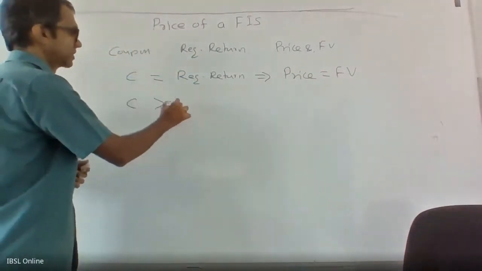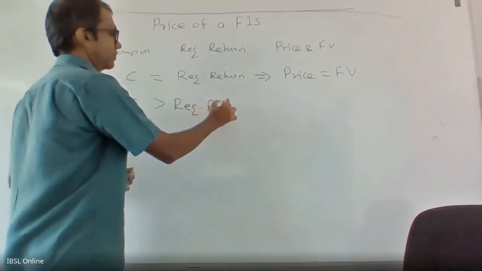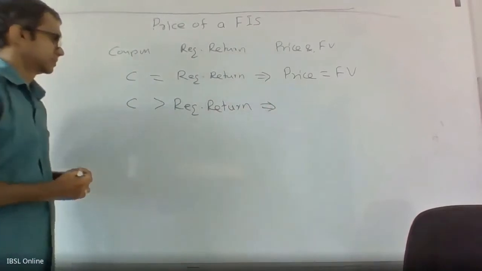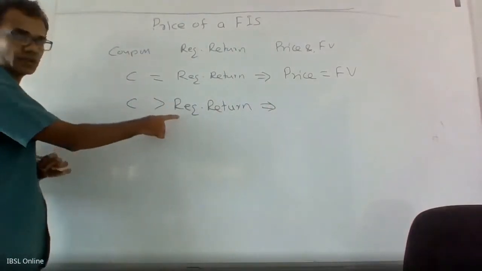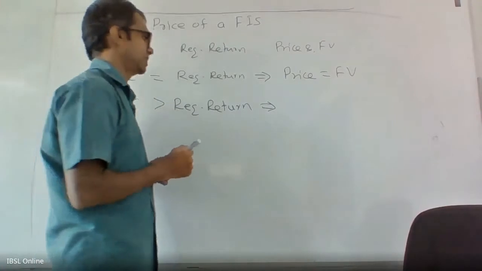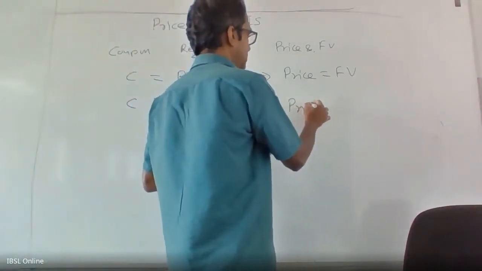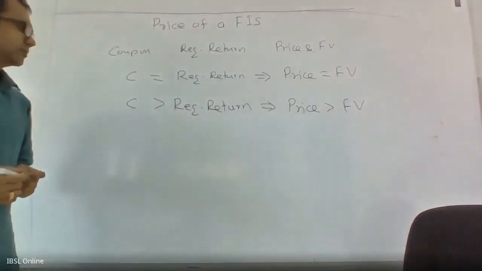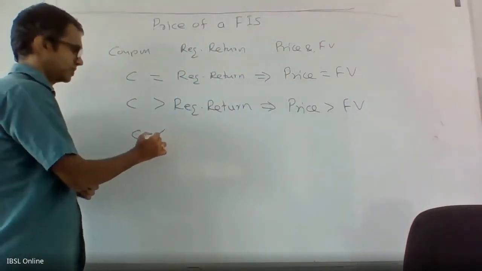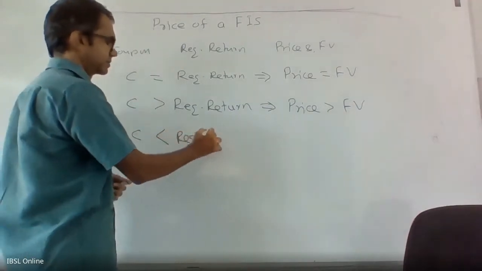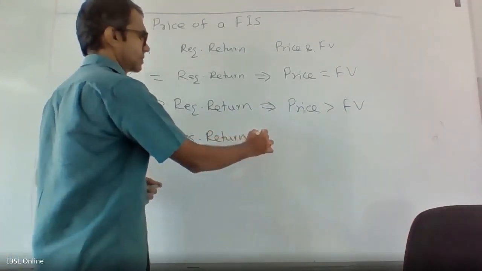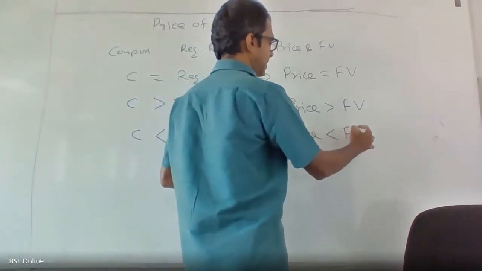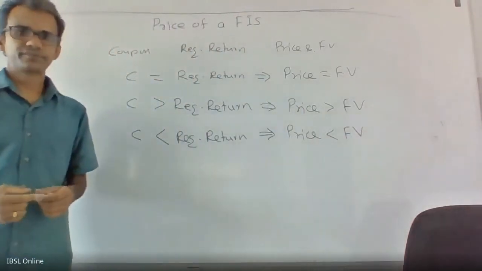If the coupon is greater than the required rate of return, then the price is greater than the face value. If the coupon is less than the required rate of return, then the price is less than the face value.